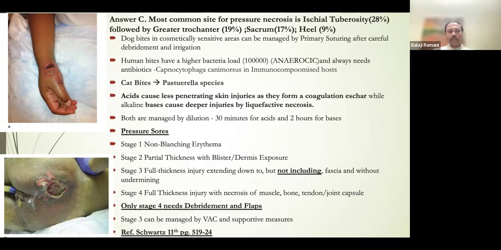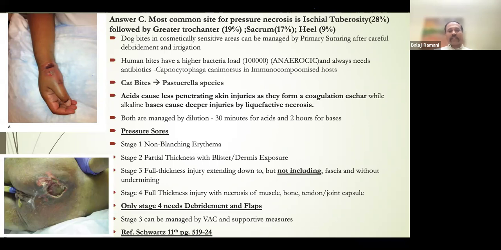Okay. Now the pressure sore, stage 1 is just a non-blanching erythema. Blanching is when you press it and the erythema gets released. That is blanching erythema. So in the pressure sore, it is considered to be non-blanching, which is the first stage. Second stage is partial thickness with formation of blisters, and dermal exposure will be there. Stage 3 is the full thickness invasion extending down to the fascia and without undermining.